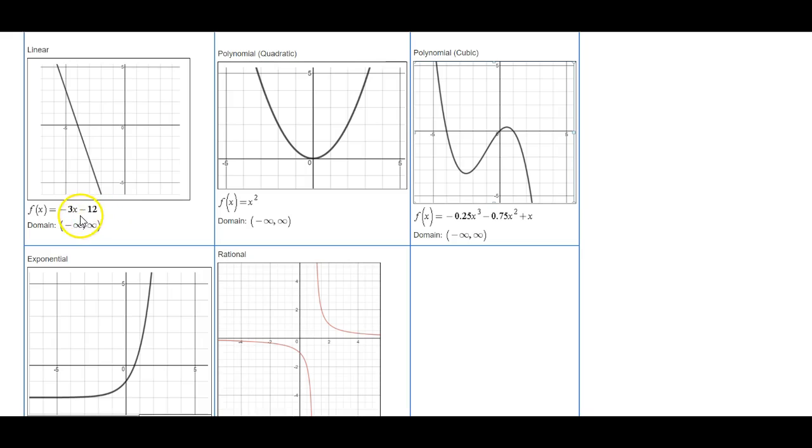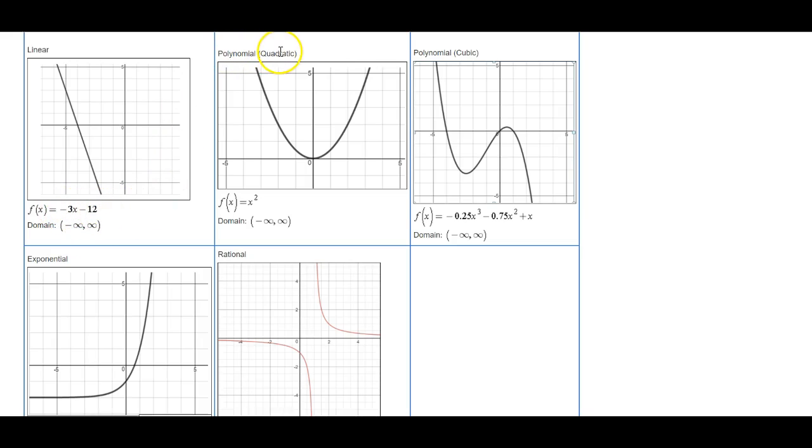Now if we look at the equations, let's think about what we're doing when we plug a number into this linear equation. I'm starting with some number x, I'm multiplying it by minus 3, and I'm subtracting 12. I'm going to get another real number, and there is absolutely no reason I can't subtract 12 from any number. There's no reason I can't multiply any number by minus 3. All real numbers x can be put into this equation.